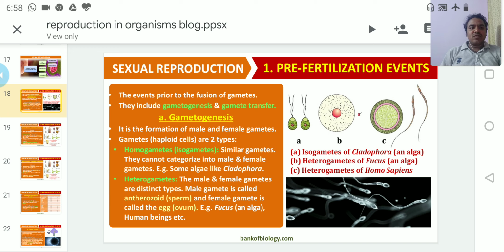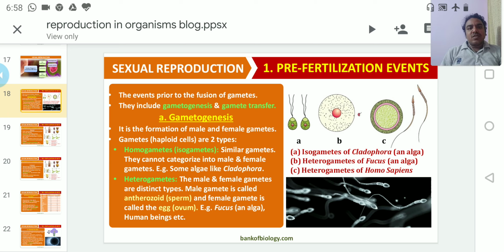Homo means similar. You can see here in the diagram, A, isogametes of Cladophora. In algae, we cannot differentiate gametes into male and female. That means they are similar gametes. They cannot be categorized into male and female. Such gametes are known as iso, meaning similar. The best example is lower algae like Cladophora, which possess structures like these.